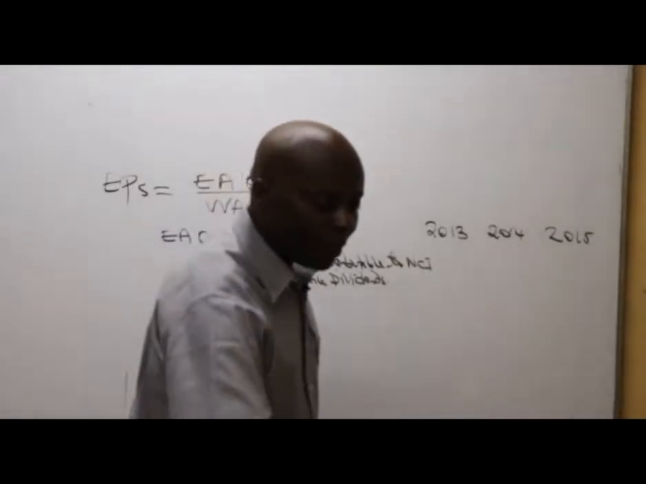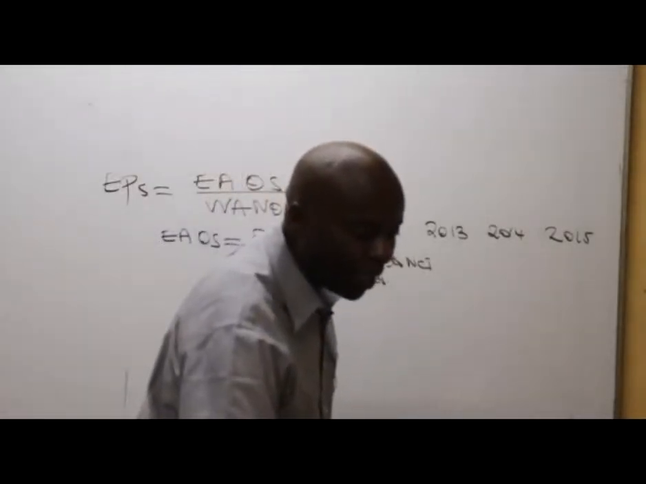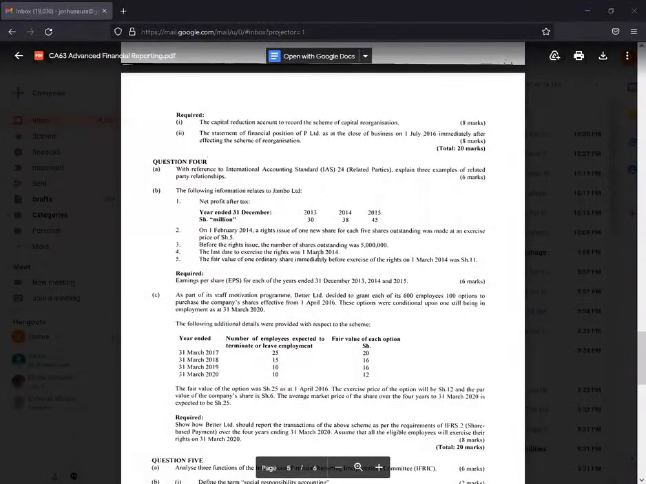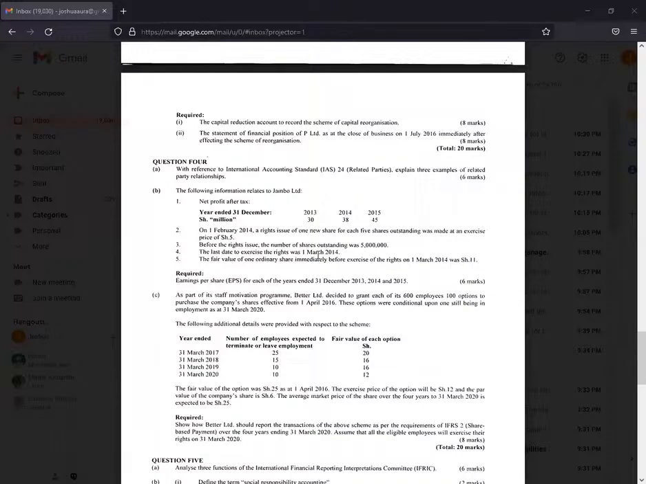So ladies and gentlemen, let me project my question here. Here we are. If you look at this, we have the reported net profit after tax: 2013 is 30, 2014 is 38, and lastly 2015 is 45. Now this question, does it make any mention of profit attributable to non-controlling interest? Do we have non-controlling interest really here?